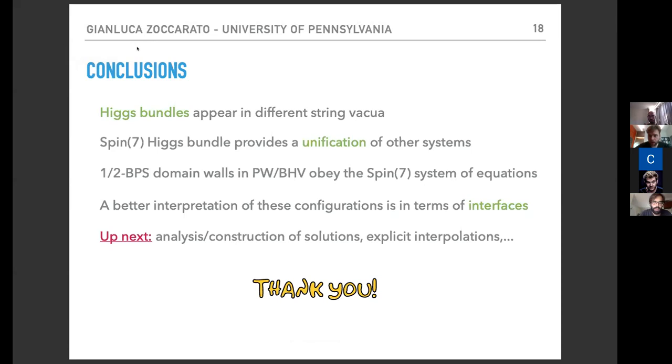Hi, can I ask a question? Yes. Yeah, so thanks, Gianluca, that was nice. Thank you. You make the distinction between domain walls and interfaces. What is the distinction at the fundamental level? Like, you can still transfer matter and energy through them, right?